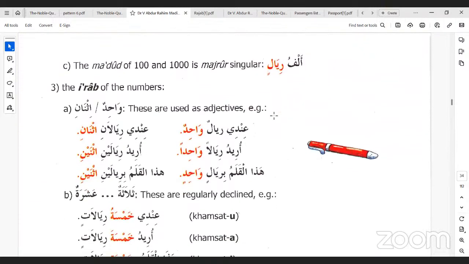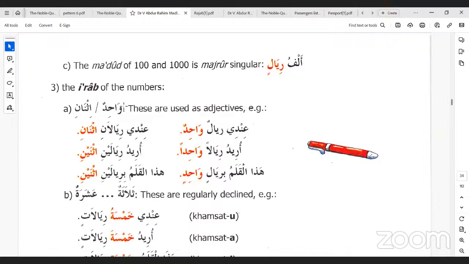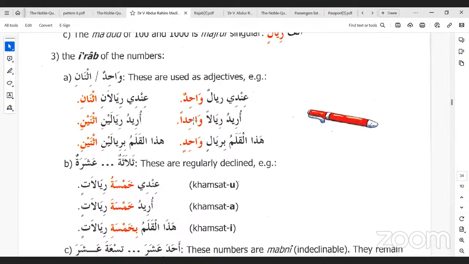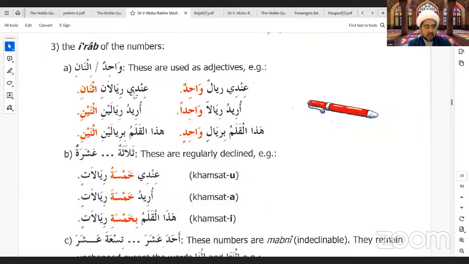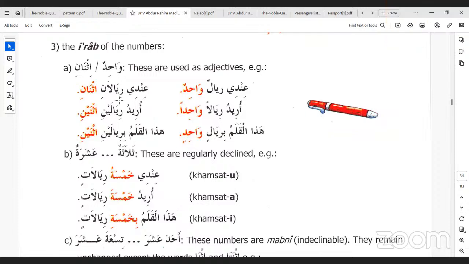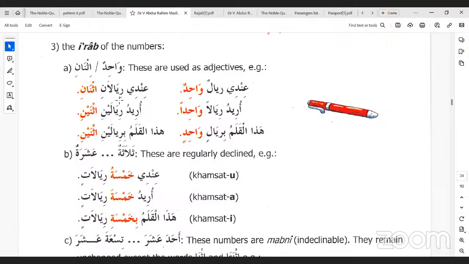Number C. The ma'dud of 100 and 1000 is majroor singular. Alfu riyalin. So it's majroor and singular. The i'rab of the numbers. Number 3. A, wahidun, ithnani. These are used as adjectives. Indi riyalun wahidun. I have 1 riyal. Indi riyalani ithnani. I have 2 riyals.